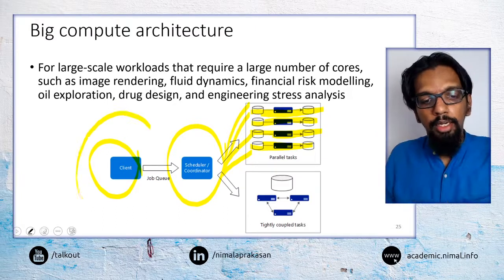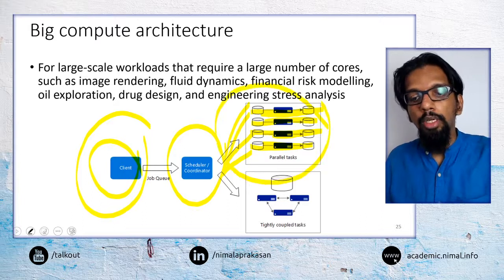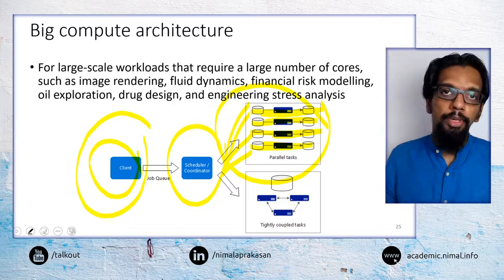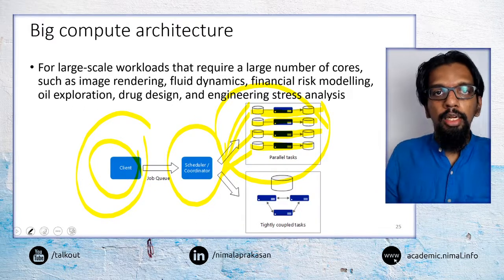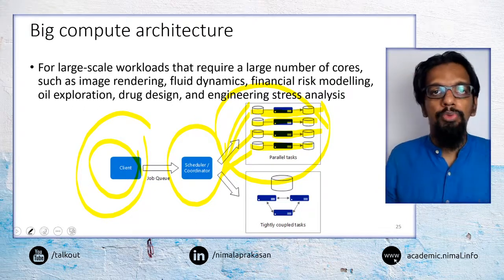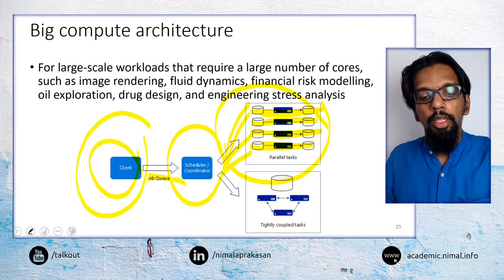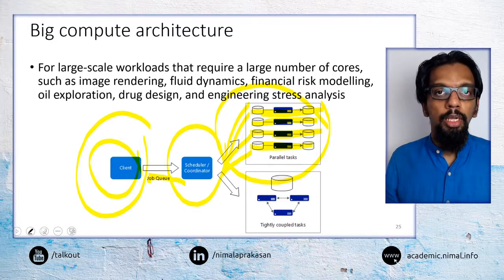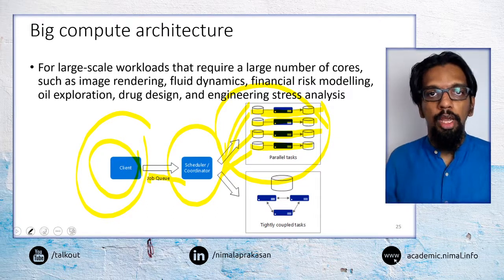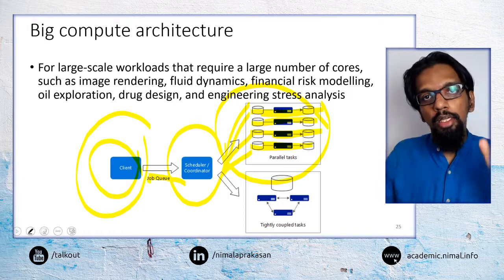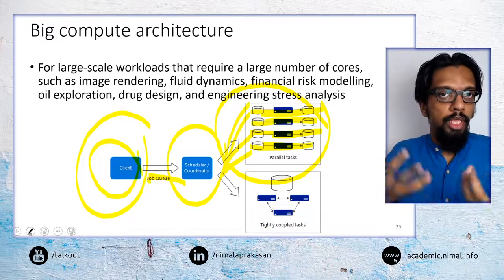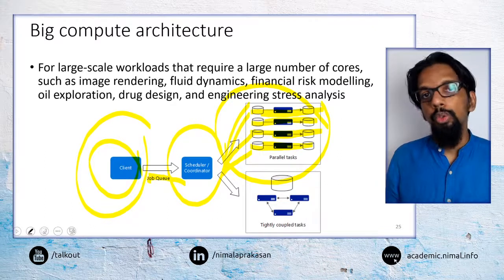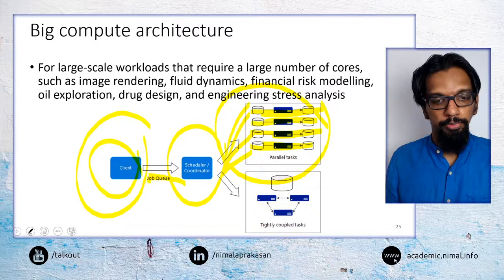So we can separate the client from the actual computing part, the actual processing part, and the processing can happen on the server side, and the client can just create the request and forward it to the server for processing through a scheduler. So that is the big compute architecture. This is again another way that we can use larger computing infrastructures that are available through cloud computing, for example.